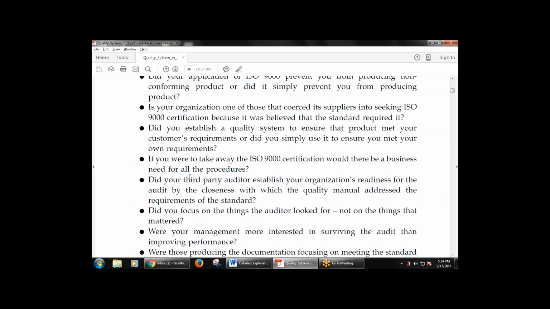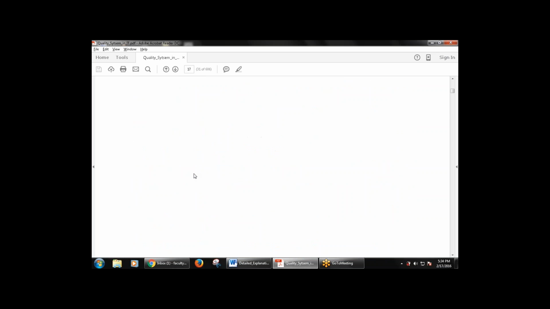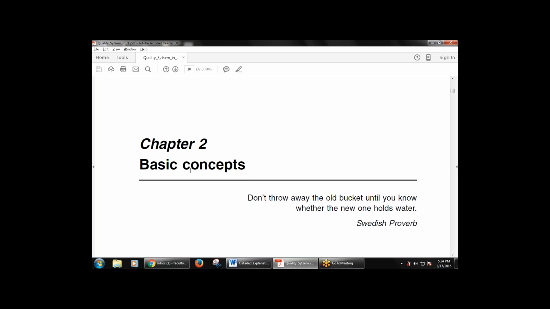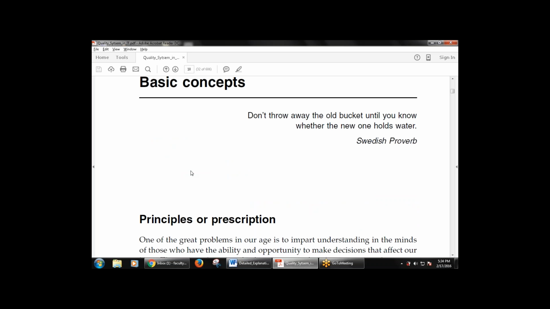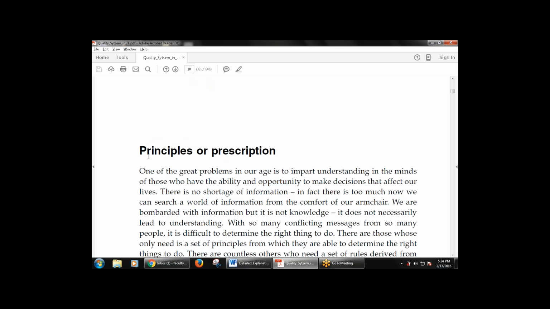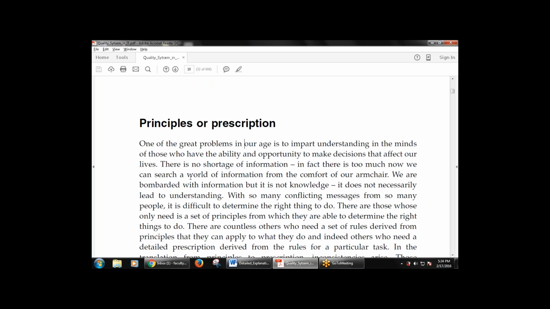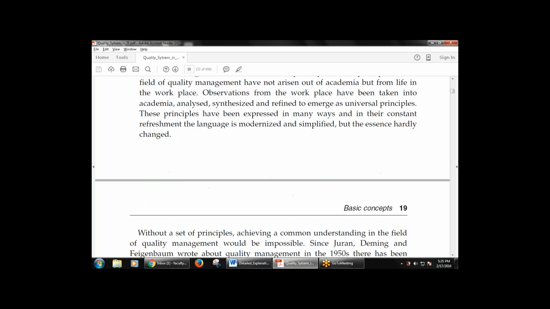Now the next topic, chapter number 2, is what the basic concepts used in the quality management system are, that is, the principles and the perceptions. That is the first topic I am going to discuss in tomorrow's class. This chapter is related to the basic concepts.